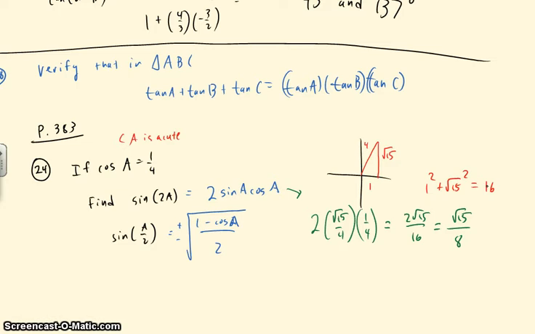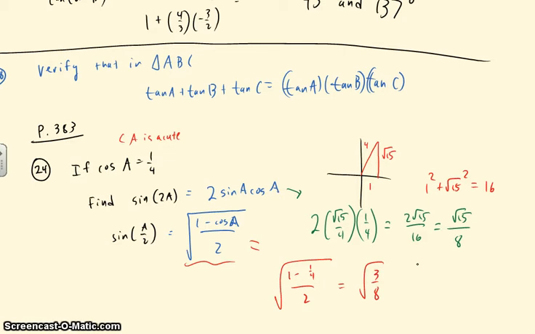Now for the sine of a over 2, I'm going to use this formula right here. Now, plus or minus: if a is in the first quadrant, half of a is in the first quadrant as well, so it's got to be positive. I just plug into the formula: 1 minus 1/4 over 2, that's 3/4 over 2, which is the square root of 3/8. All right, so that was number 24.